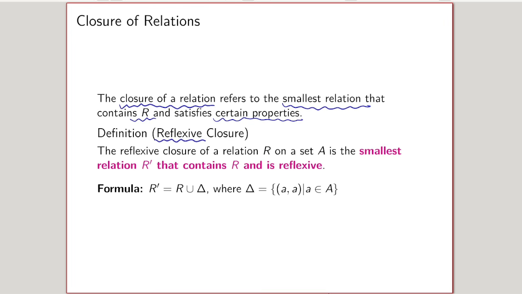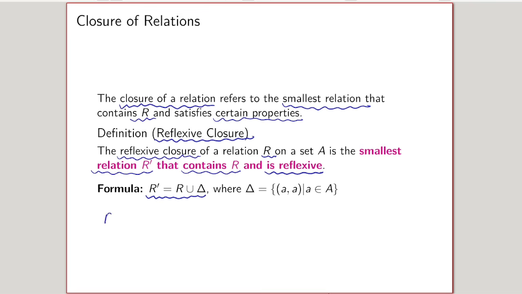First one, reflexive closure. The reflexive closure of a given relation is the smallest relation R dash that contains R, and it should be reflexive. The straight formula is R dash equals R union delta. Delta is the set of all self-related elements.